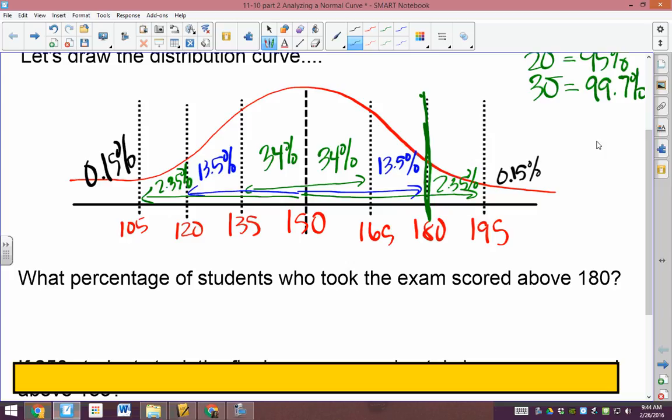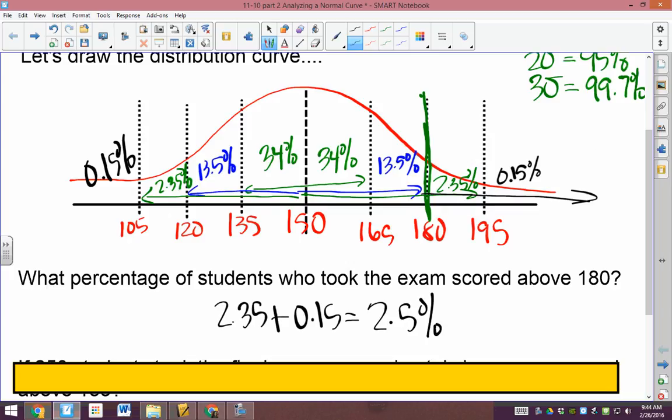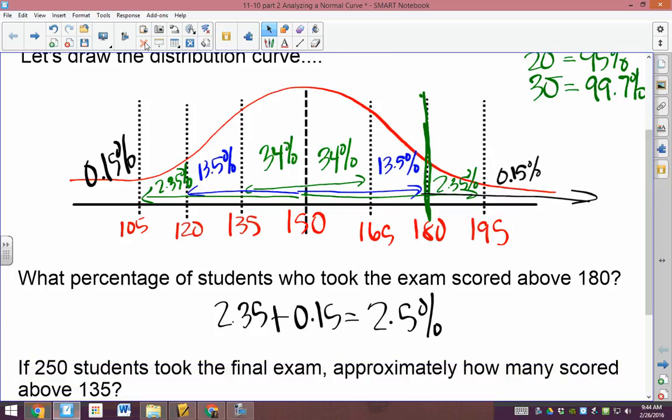Okay. All right, so this question asks, what percentage of students who took the exam scored above a 180? So those two spaces we got to add together. So 2.35% plus, don't forget these guys, so 2.5 is what I get. Percent of the students. Very good. Well, those are the smarty pants.